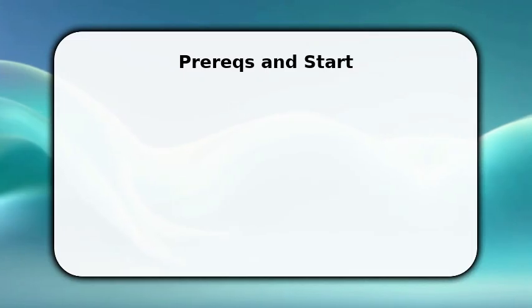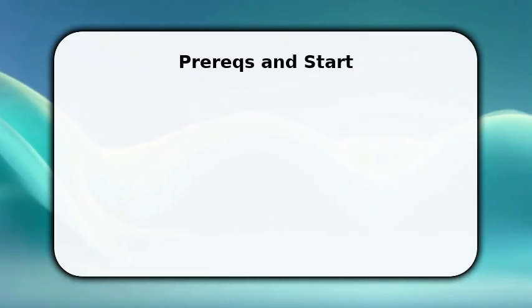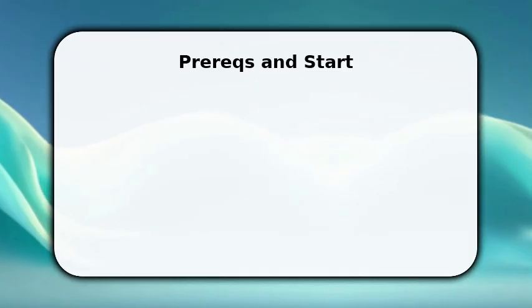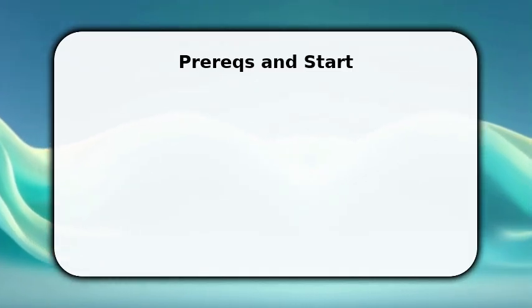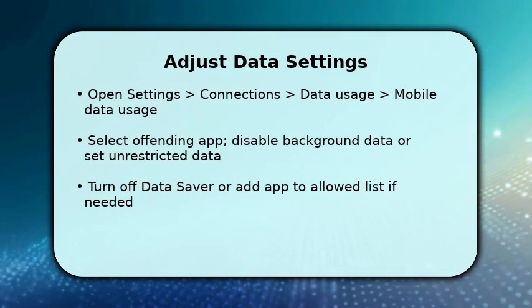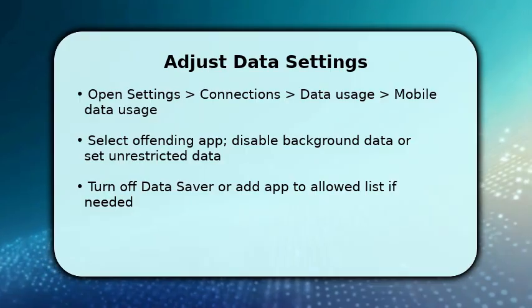Now go to Settings, Connections, Data Usage to see which app triggers the data warning. You're starting the fix by locating the warning source and ensuring you can safely change system settings without risking data loss. Once you've found the app listed under Mobile Data Usage, tap it and inspect background data permissions.